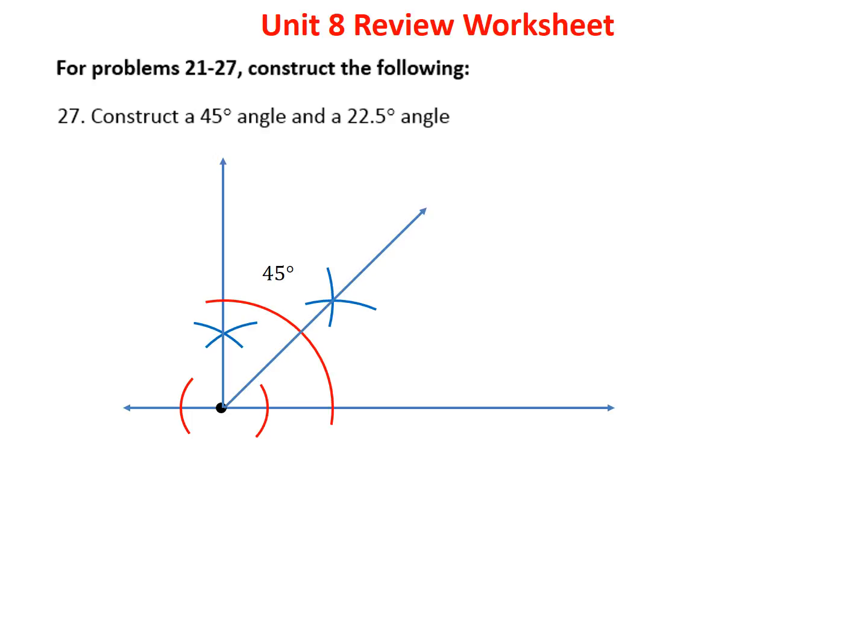Now all I have to do to get 22.5 is do the same to one of these other angles. So let's go to the smaller angle here in the bottom. And again, start where the red arc touches the bottom and make an arc there, and then come up above here and make it again. That divides that in half. And so now I have a 22.5 degree angle. That's great.